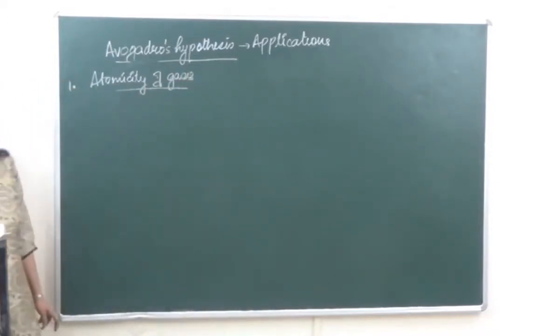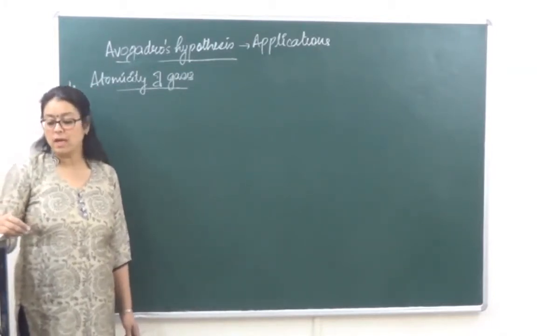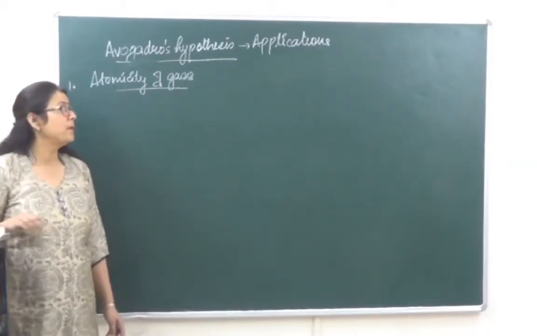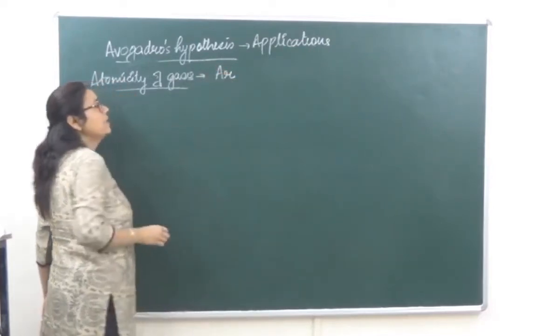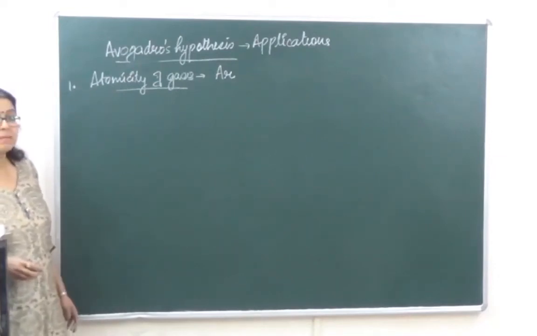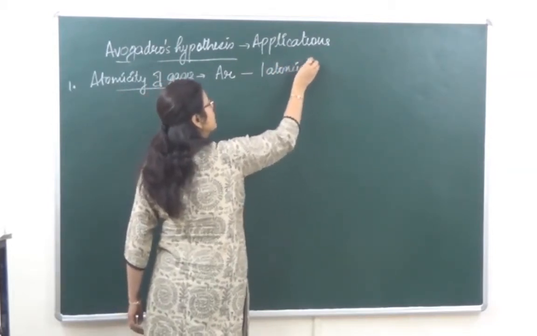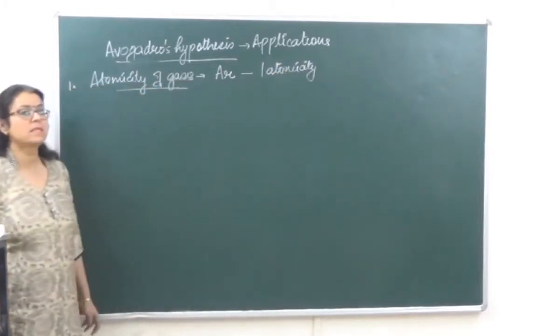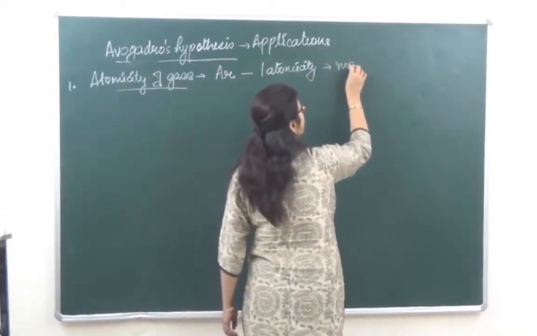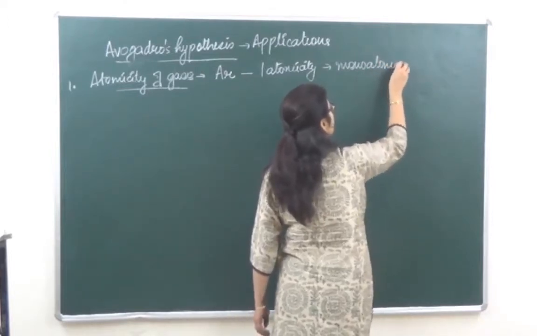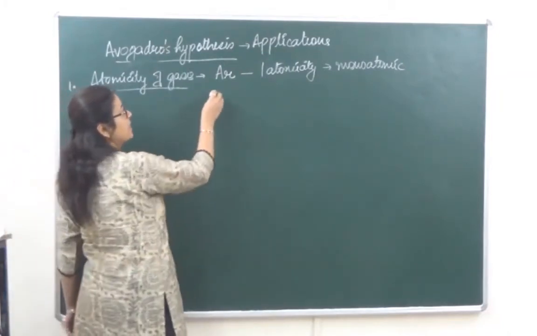What do we understand by atomicity? Atomicity means how many atoms are present in a molecule; that is what we call atomicity, okay? For example, if we take any noble gas, like argon, argon exists independently. Therefore, its atomicity is 1, it has only one atom, and such gases are said to be monoatomic in nature.